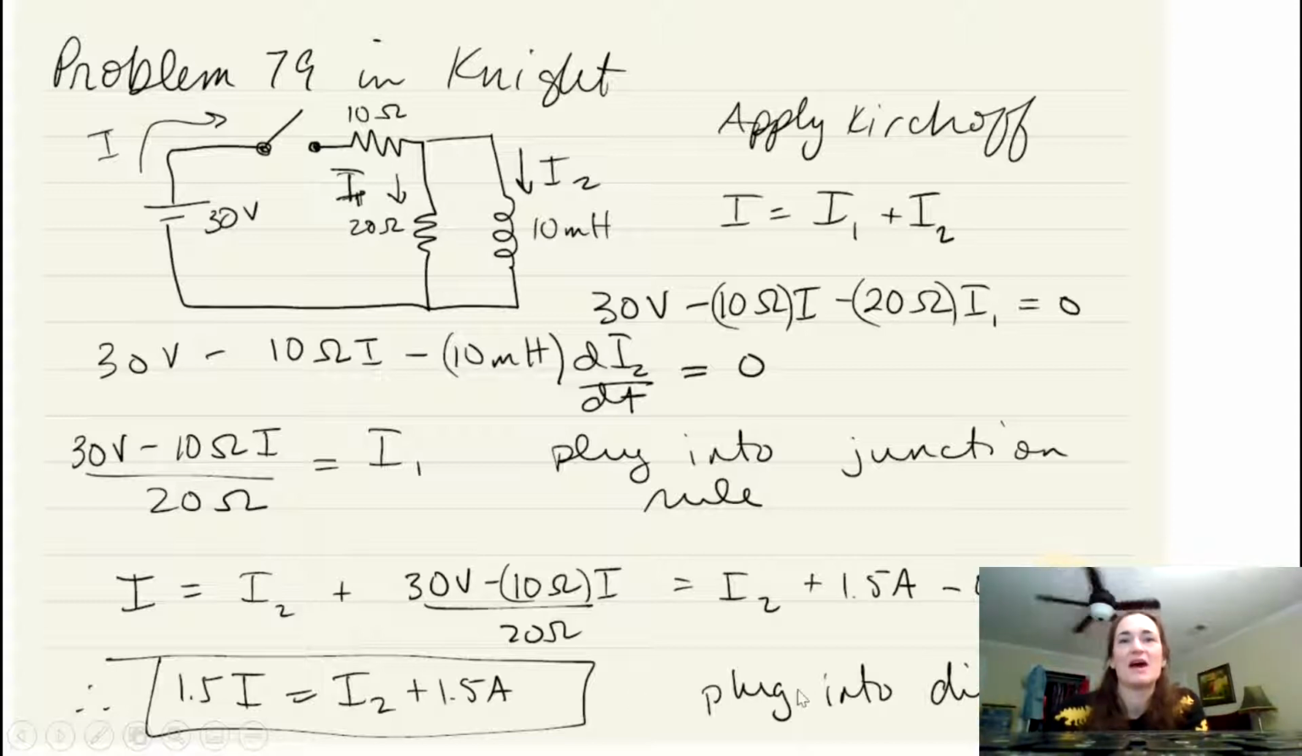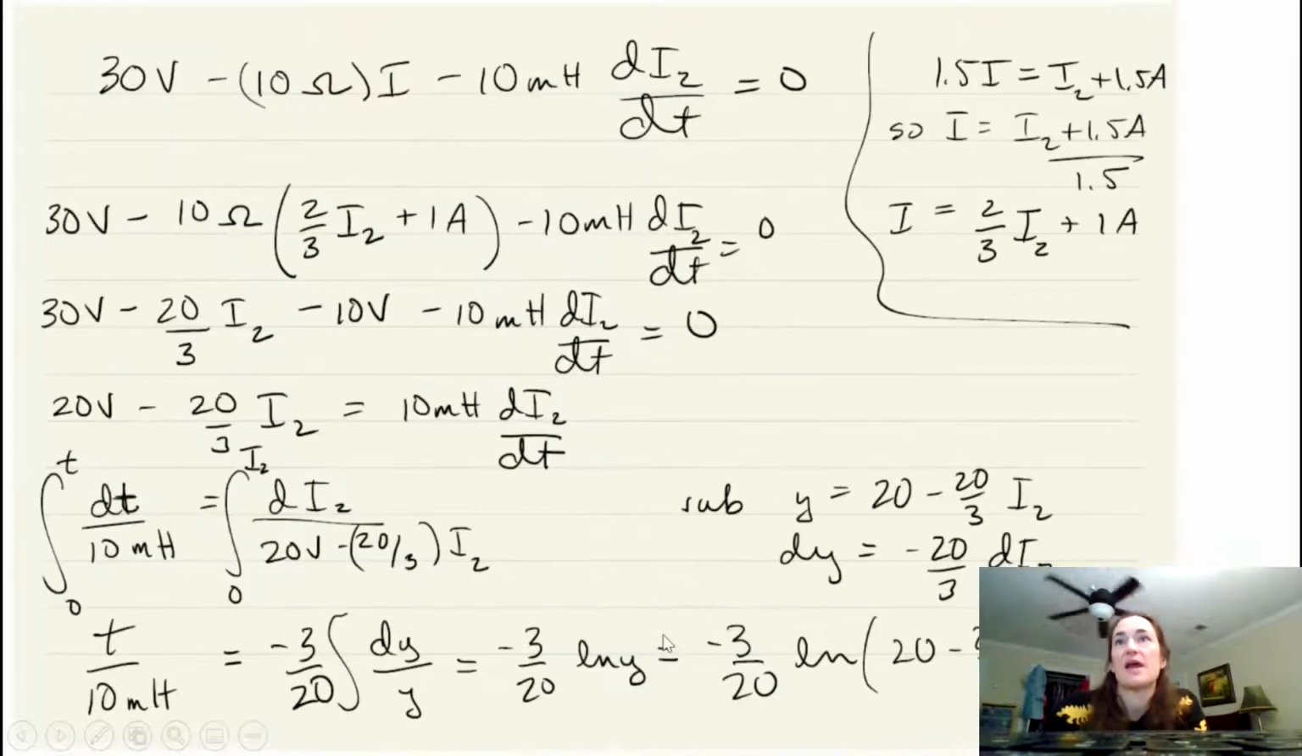Now I'm going to plug that back into my second loop rule equation that involves the inductor. But first I want to rearrange it a little bit to make it simpler to plug back in. I'm going to take the 0.5I on the right-hand side and add it to both sides, and then I end up with 1.5I is equal to I2 plus 1.5 amps. And I would end up with I is equal to 2/3 I2 plus 1 amp. So that's the simplification of my new junction rule.